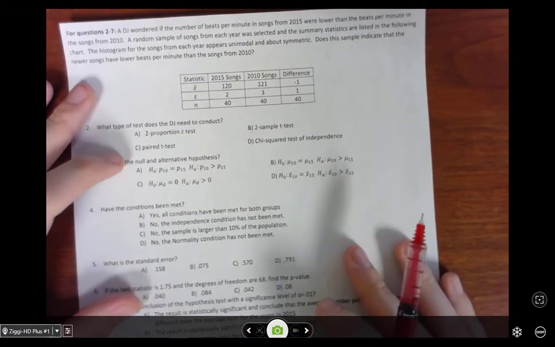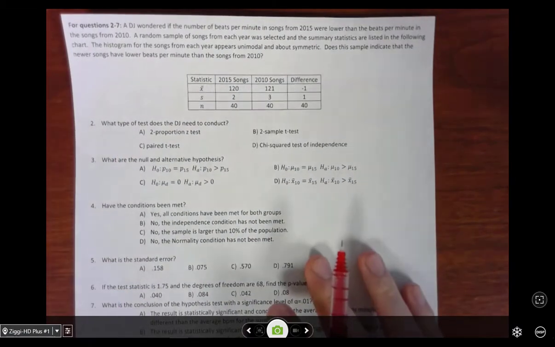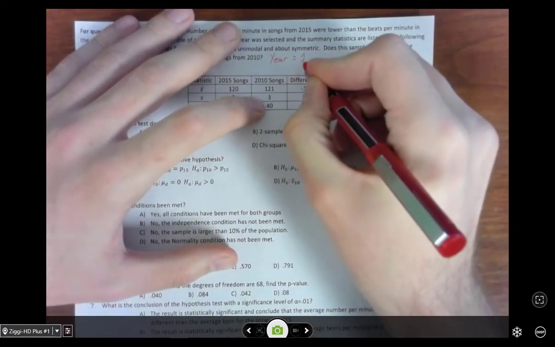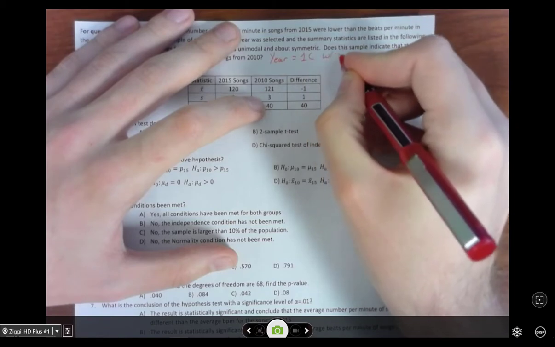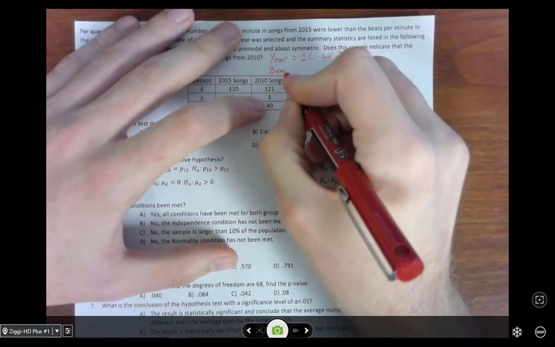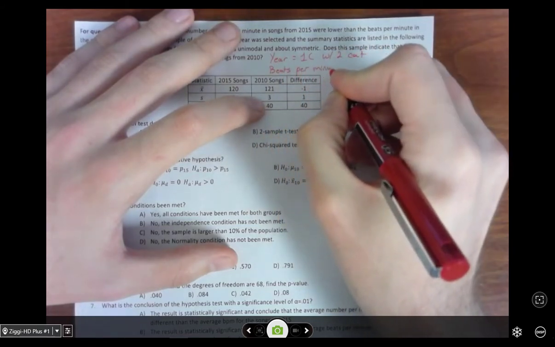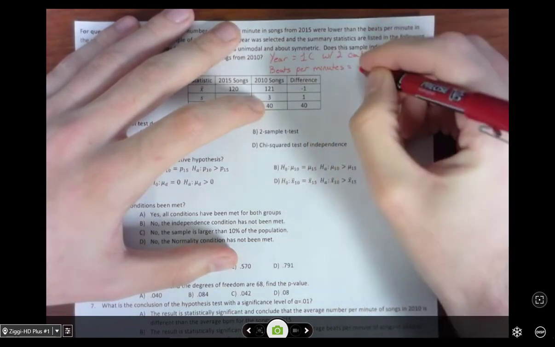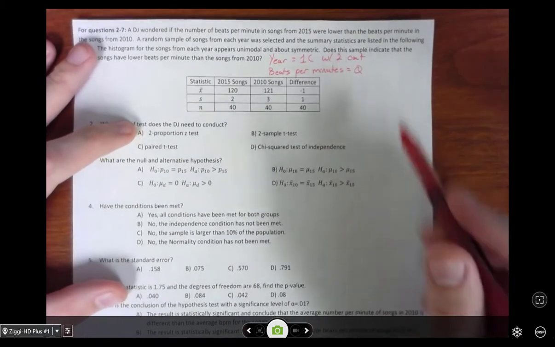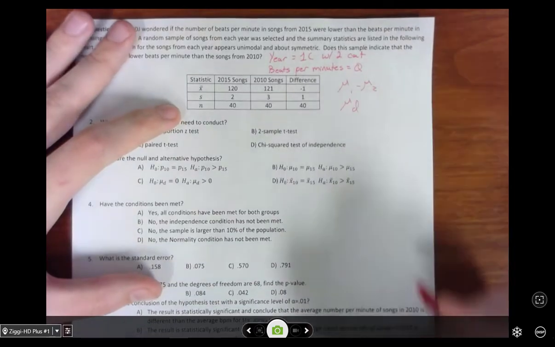So we want to know what type of test the DJ needs to conduct. So we want to figure out what type of variables we have. Well, we have year, 2010 or 2015. That's one categorical variable with two categories. And then beats per minute, which is a quantitative variable. So if we have one categorical variable with two categories and a single quantitative variable, it's either mu1 minus mu2 or mu-d for our parameter.